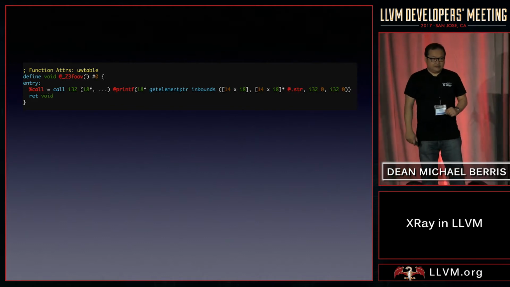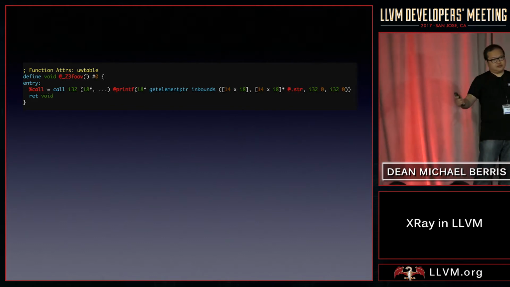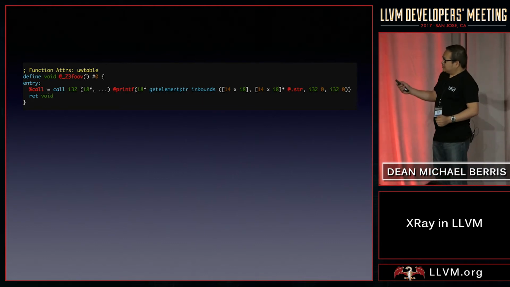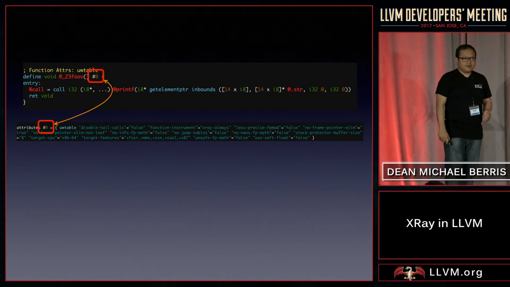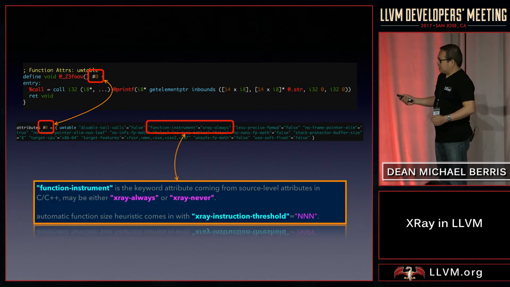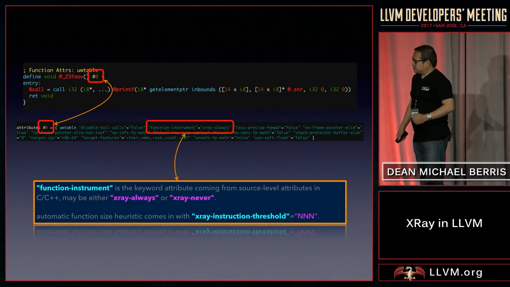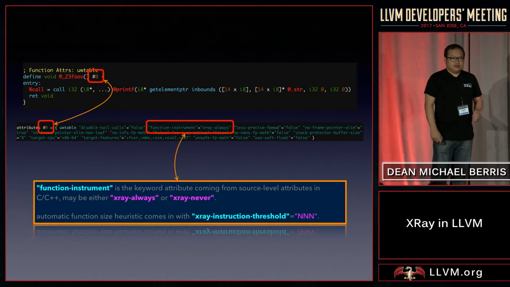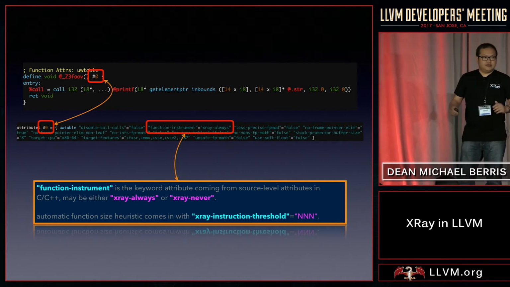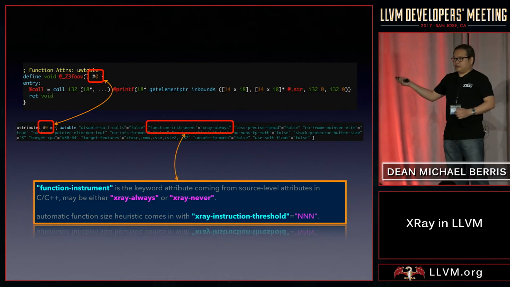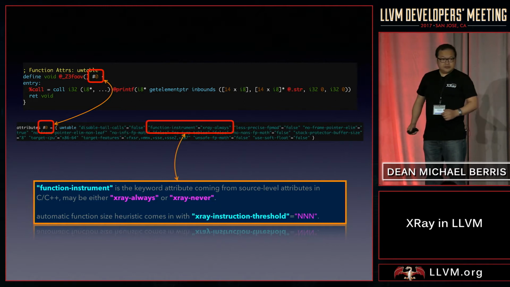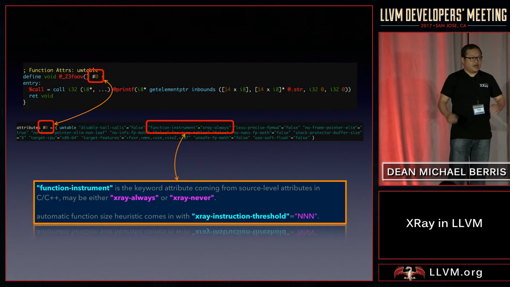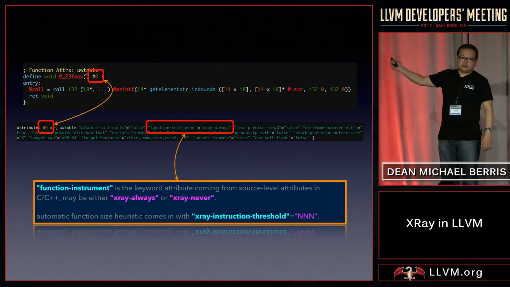So if you're writing LLVM IR by hand, like some of you do, you can see that we have attributes for the function. And the attribute that's relevant is this function-instrument attribute. And you can say whether or not to always or never instrument. In this case, the example said always instrument that function. So when it lowered to LLVM IR, we have that attribute that says always instrument this function. Okay? So if you have a front end and you want to use X-ray, this is all you need to do.